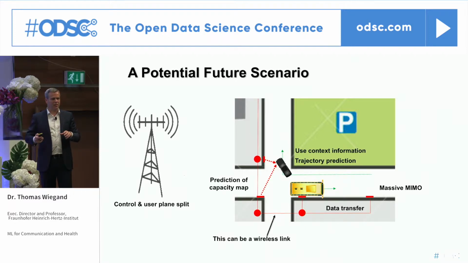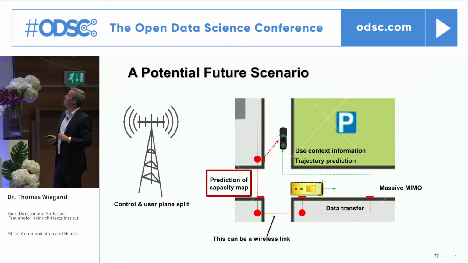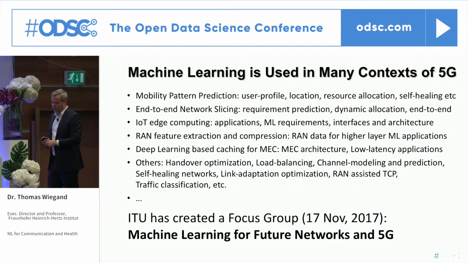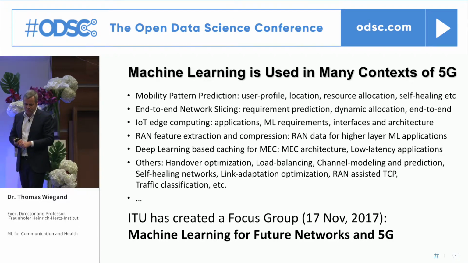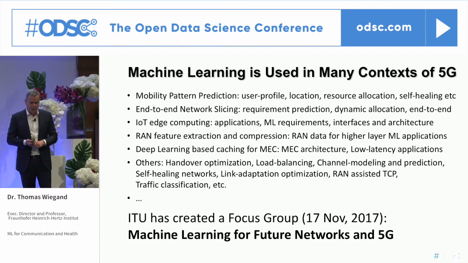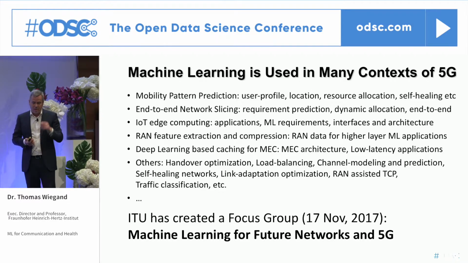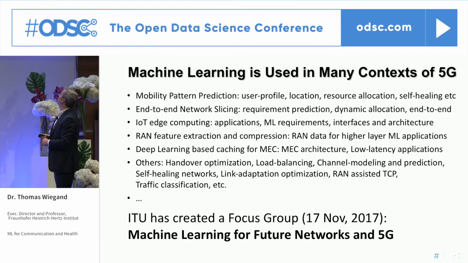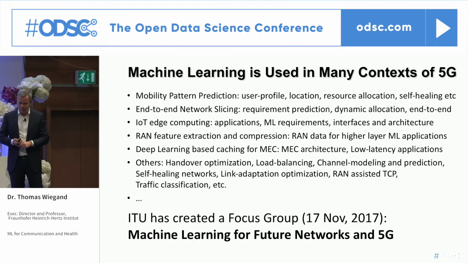So what happens is this more complicated network architecture, which requires this line of sight to get to you, these 1,000 times the throughput than 4G or LTE, requires all this data processing in the background to be smart and to be effective. So if you look at it, machine learning in the context of 5G is used, for instance, for mobility pattern prediction, end-to-end network slicing, IoT edge computing, RAN feature extraction and compression, deep learning, caching, and many, many others like handover, load balancing, channel modeling, prediction, self-healing, link adaptation, and so on.